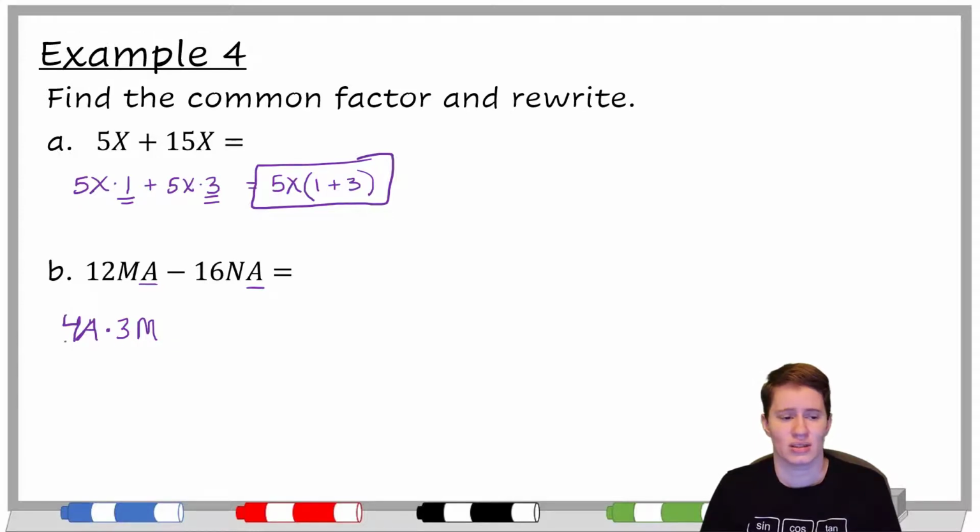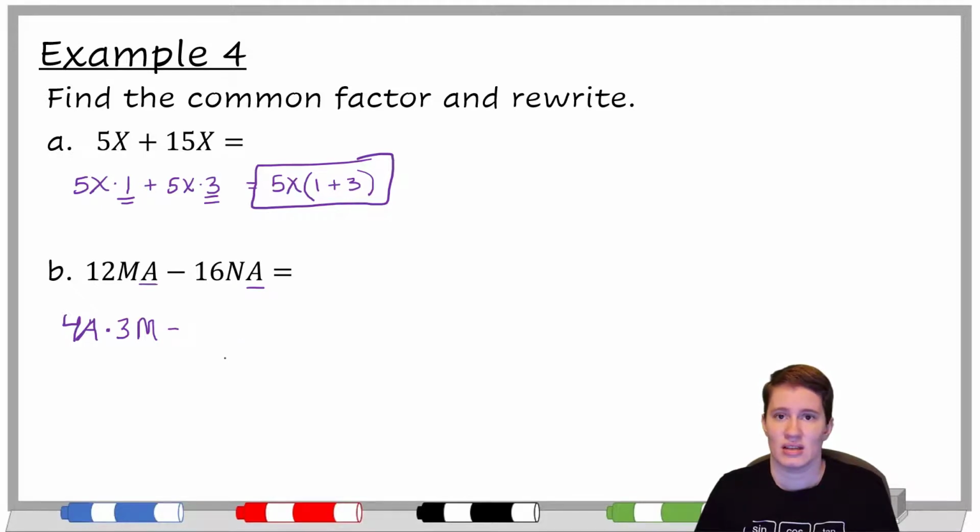And we can check ourselves. We can say, do we think 4a times 3m gives us 12ma? Well, 4 times 3 is 12. A and m are different letters. We can reverse their order. That's the commutative property, by the way, from last lesson. So we can rewrite them as ma instead of am. But yeah, this really does equal 12ma.